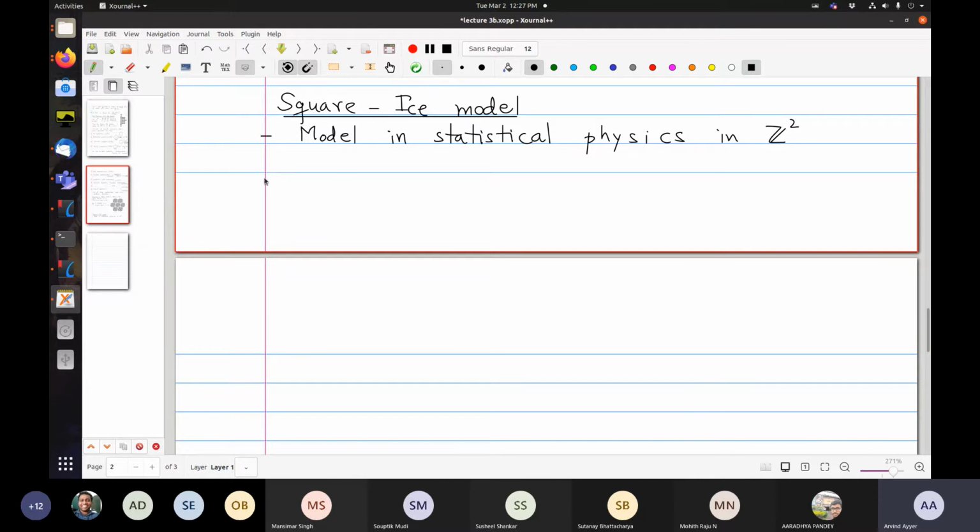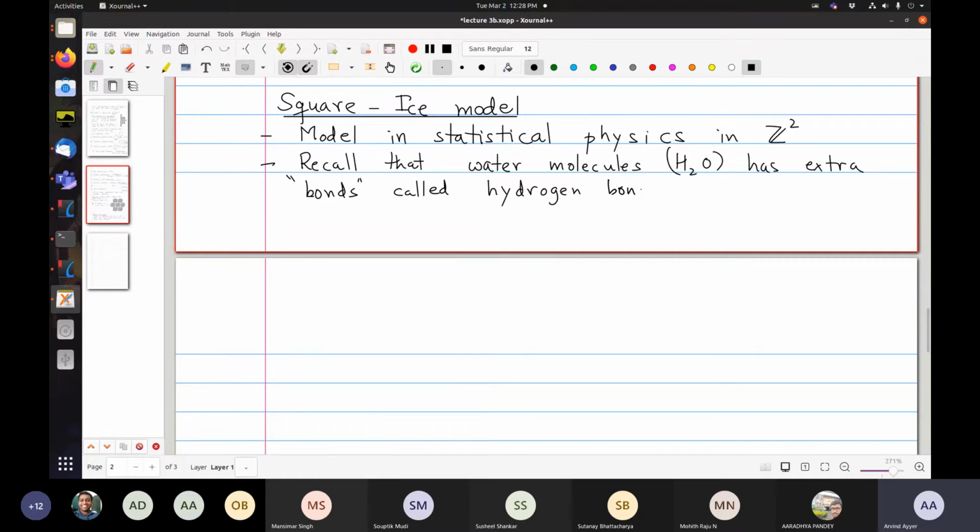So recall that water molecules, H2O, have the property of hydrogen bonding as extra bonds. Well, not really bonds, hydrogen bonds. You must have studied this in chemistry. What this means is that the oxygen is strongly attached to 2 hydrogens, but it's also weakly attached to the hydrogens of the other water molecules. So let me show you the figure of this model.